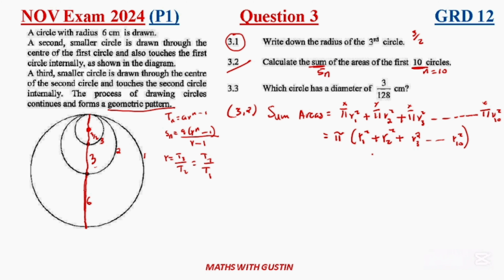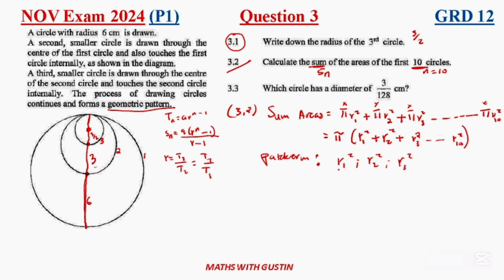So now what are we left with? If we can substitute r, let's see the type of pattern that is formed. Now we're focusing on the type of pattern because we have taken out pi. The type of pattern that is formed here is formed by r1 squared, r2 squared, r3 squared.